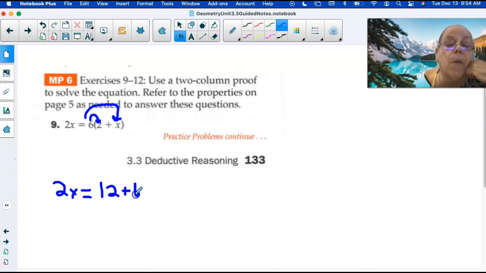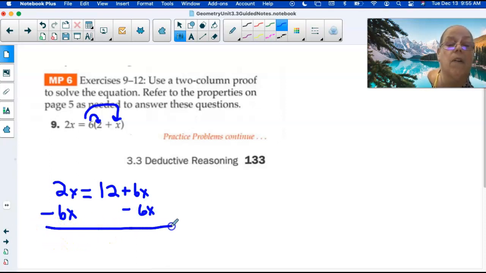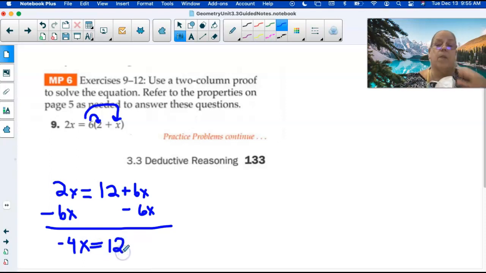So I know most people would subtract 6x from both sides, and that's totally fine. I guess that's what I'll do right now. Okay, and then I'm going to simplify. So I get negative 4x equals 12. Everybody with me on that? Okay, and 12 divided by negative 4, x is equal to negative 3.